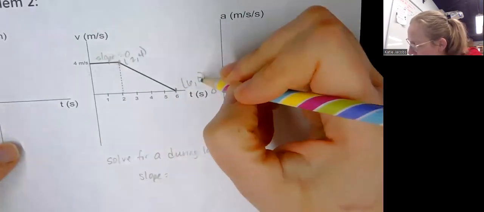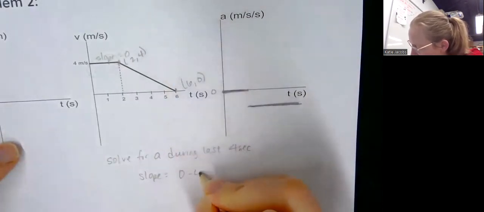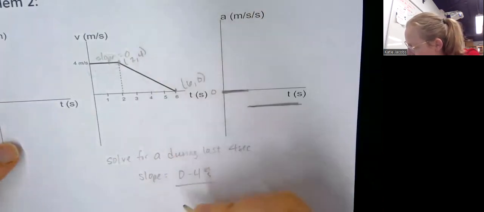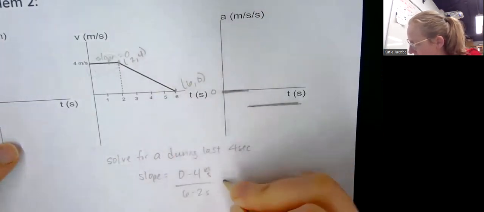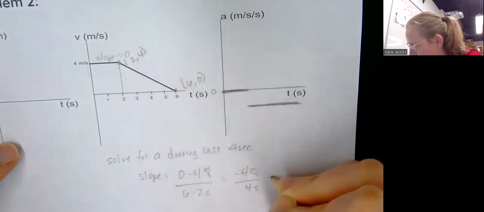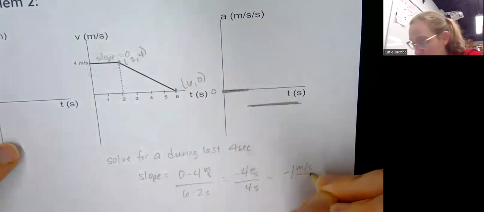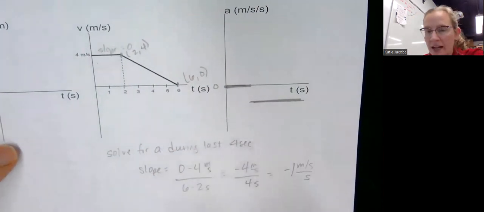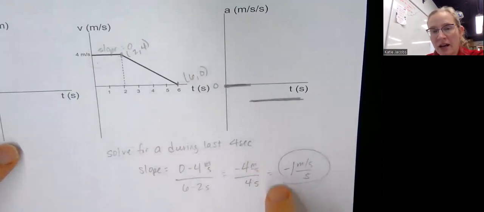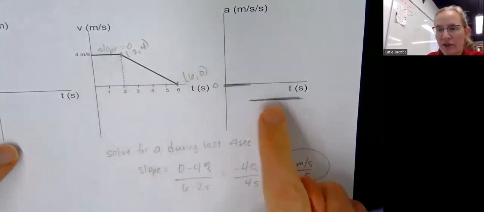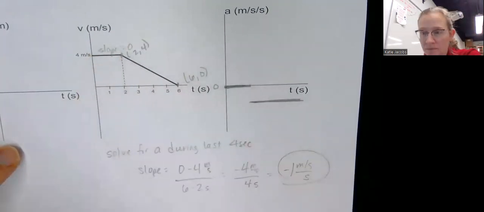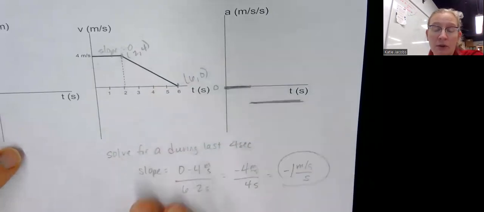I'm going to do y2 minus y1, 0 minus 4 meters per second over 6 minus 2 seconds. That ends up being -4 meters per second over 4 seconds, which is -1 meter per second per second. And again, you want to make sure that whatever you got in terms of positive or negative matches what you thought for your acceleration graph. I should get a negative slope because that line's going down. But I know with a positive answer, that means something went wrong.